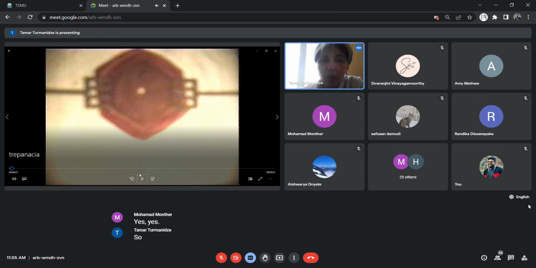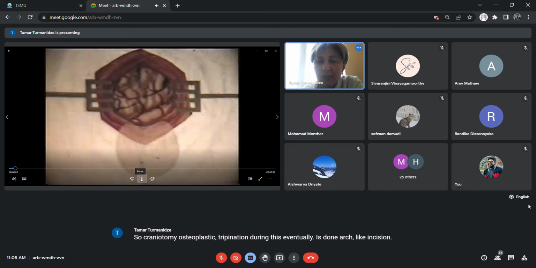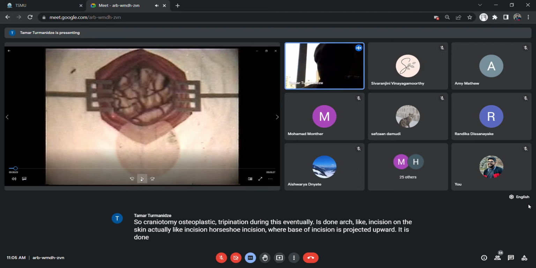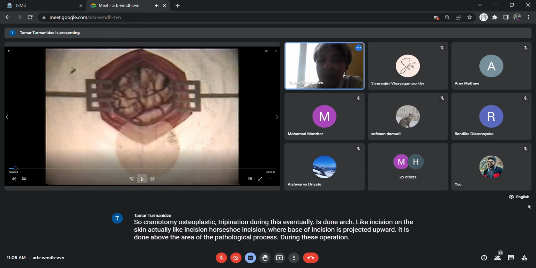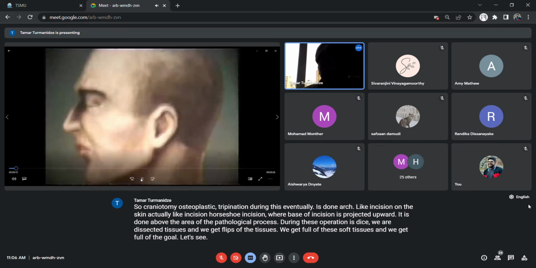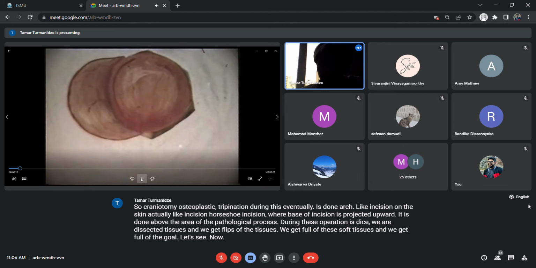So craniotomy, osteoplastic trepanation. During this surgery an arch-like incision is done on the skin. Arch-like incision, horseshoe incision, where the base of the incision is projected upward. It is done above the area of the pathological process. During this operation tissues are dissected, and we get flaps of the tissues. We get a flap of the soft tissues, and we get a flap of the bone. Let's see now. Upward.